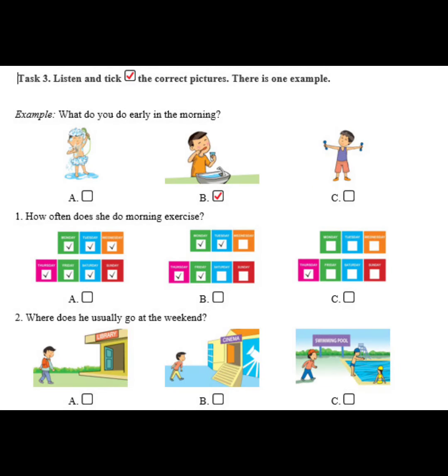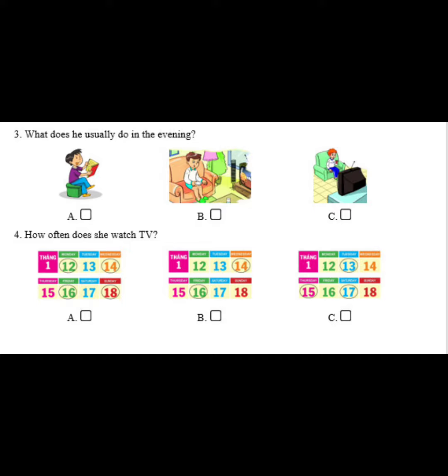Now listen again. 1. How often do you do morning exercise? I do it every day. 2. Where do you usually go at the weekend? I go swimming. 3. What do you usually do in the evening? Well, I read comic books. 4. How often do you watch TV? Well, twice a week. That is the end of task 3.